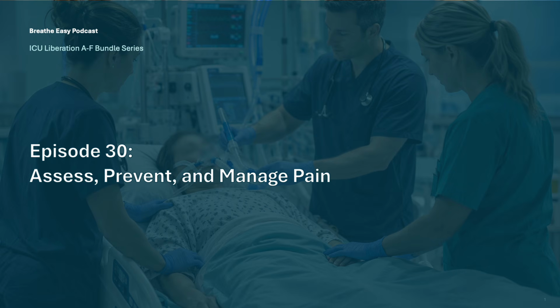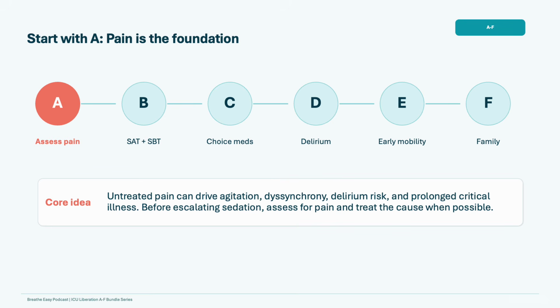So let's dig in. If we zoom out for a second, the A through F bundle spells out 6 moves. A is assess and manage pain. B is spontaneous awakening and breathing trials. C is choice of medication. D is delirium, E is early mobility, and F is family engagement. 6 letters, 1 connected system.